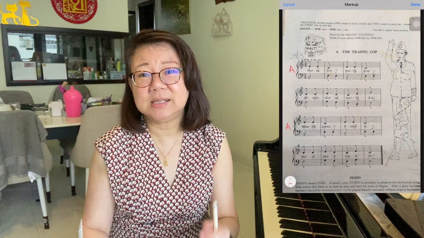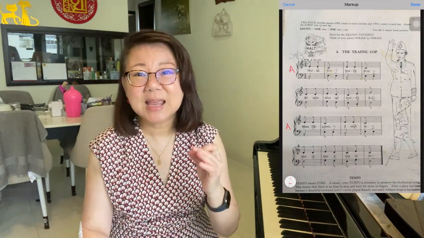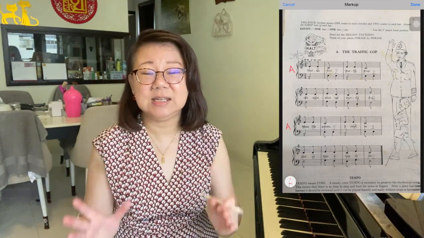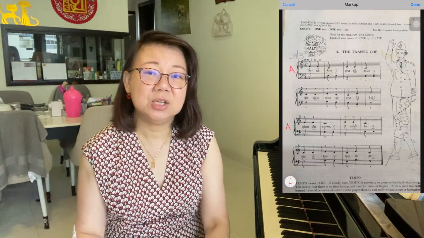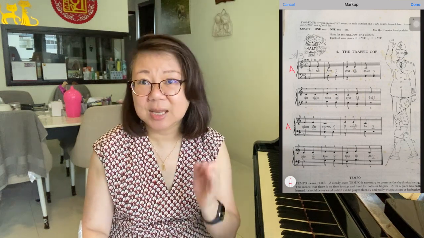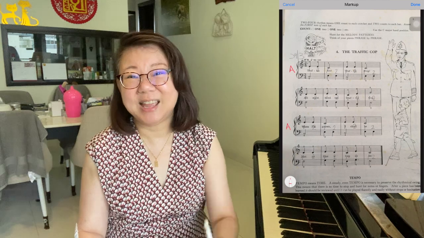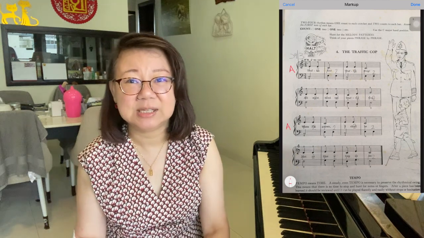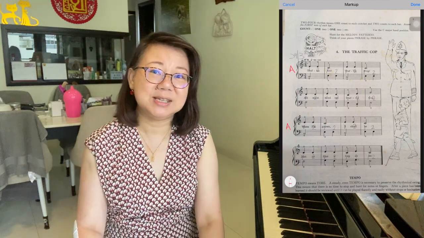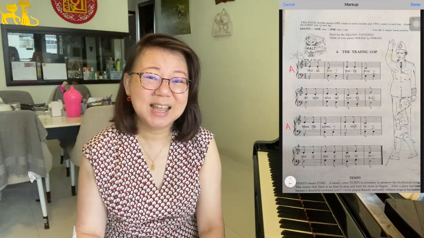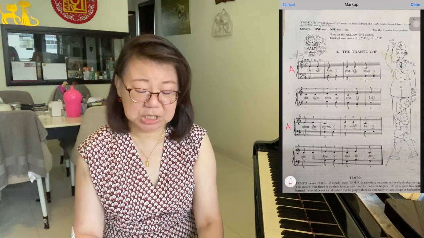Because you as a teacher are going to make yourself not needed in their learning one day. So the student is guided to think, to figure out, rather than you telling them all the time. So once they are able to tell you where the A section is, let's look at the B section.